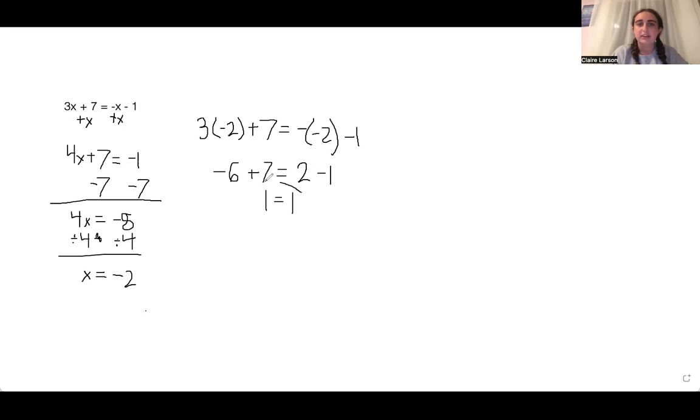So see, if you get this, that's really awesome. You did a great job. Because that means that it's correct, because 1 equals 1. And if you were to get 1 equals 2 or 1 equals any other number, or just two numbers that don't equal each other, then you know that your answer for x is most likely wrong, or maybe you plugged it in wrong. So then you can check again. And we can do some more examples.